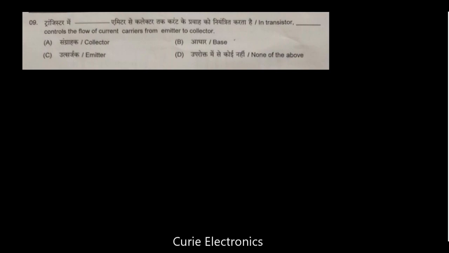In transistor, dash controls the flow of current carriers from emitter to collector. It is base. Base is the answer. Why? Because our base current is controlling the collector current and emitter current. The current between collector and emitter is controlled by the base current, IB.